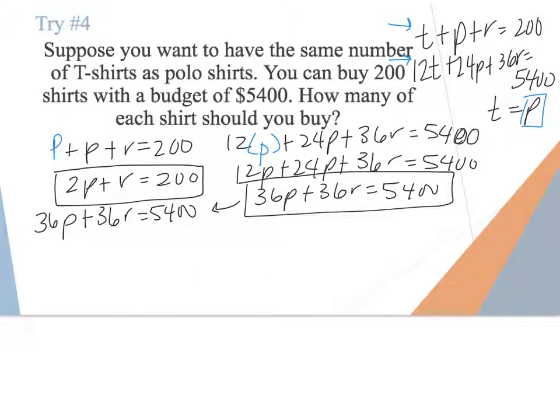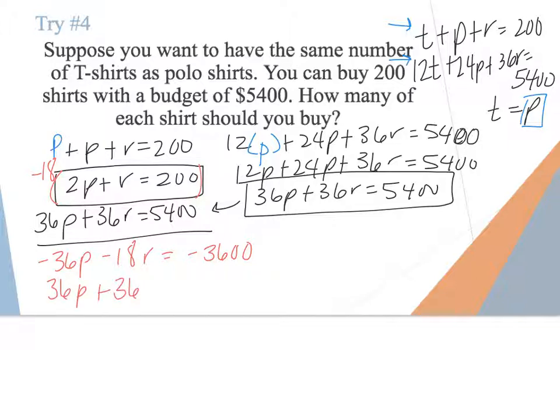All right. In order to continue to solve here, I'm going to want to multiply my top equation because I'm going to choose to get rid of the P's. So I'm going to multiply the top equation by negative 18 because that'll give me negative 36 to eliminate the P. So here we go. Negative 36P minus 18R equals negative 3,600. And on the bottom, I still have 36P plus 36R equal to 5,400.